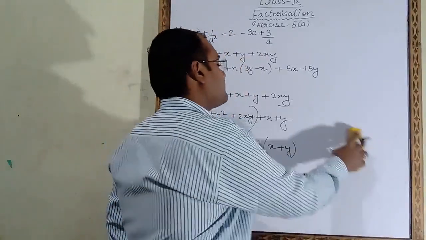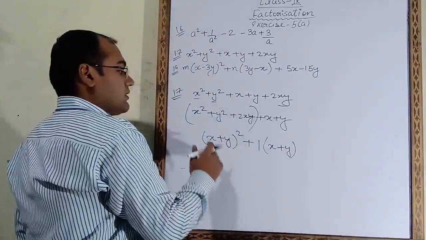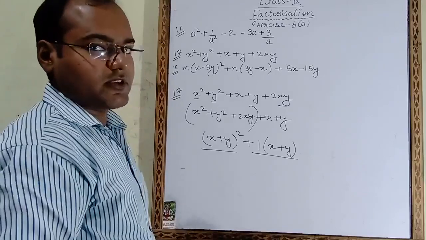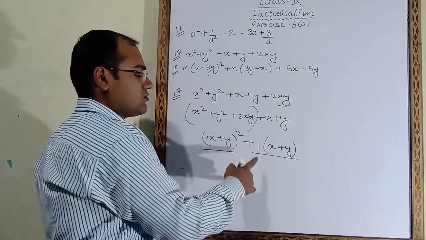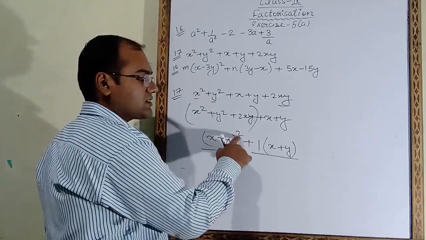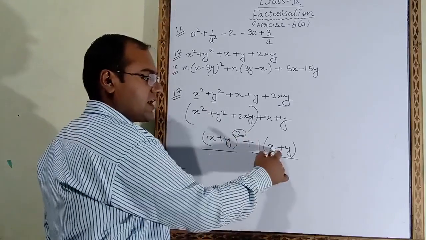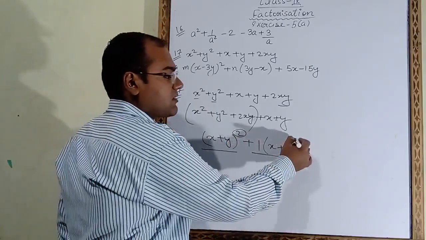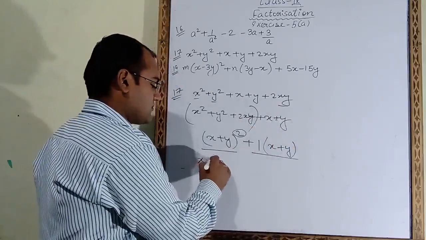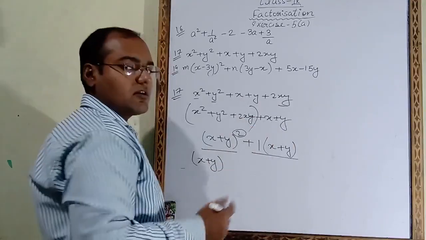Now this is one term, this is another term, the second term. From these two we will get one thing common, x plus y. X plus y, how many times is it coming here? 2 times. And here also x plus y is coming. How many times is it coming? No power is there, that means one time. So x plus y we will take common.